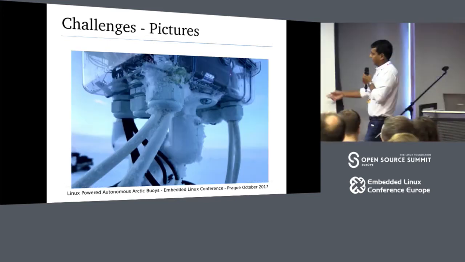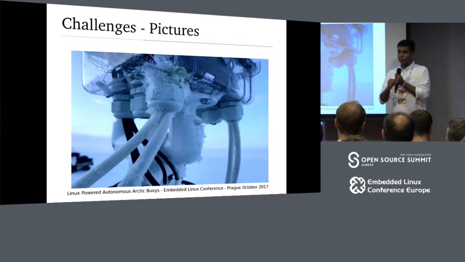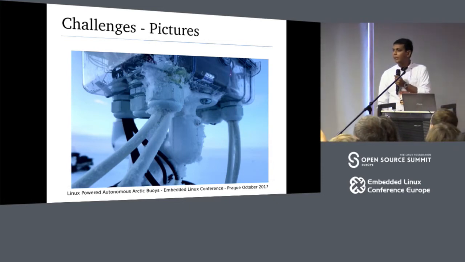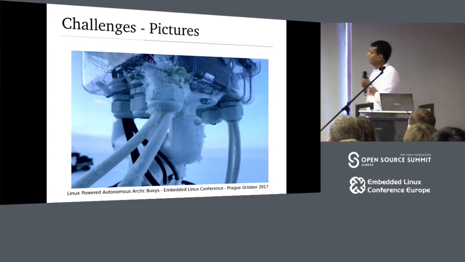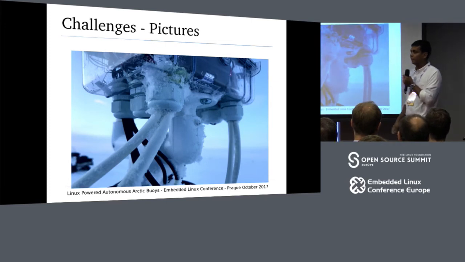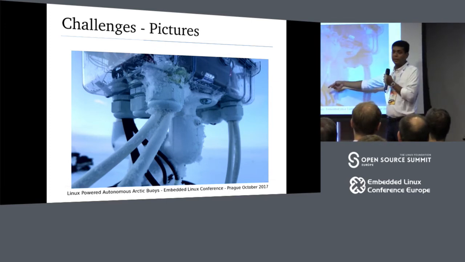At minus 40, other things happen. Cables that are normally flexible become like sticks, so you can actually tap them and break them. So those kinds of challenges happen. And any time you have a sensor failure at minus 40, it's hard for you to open the box up and try to fix these things. Even trying to get it out of the box is a challenge.